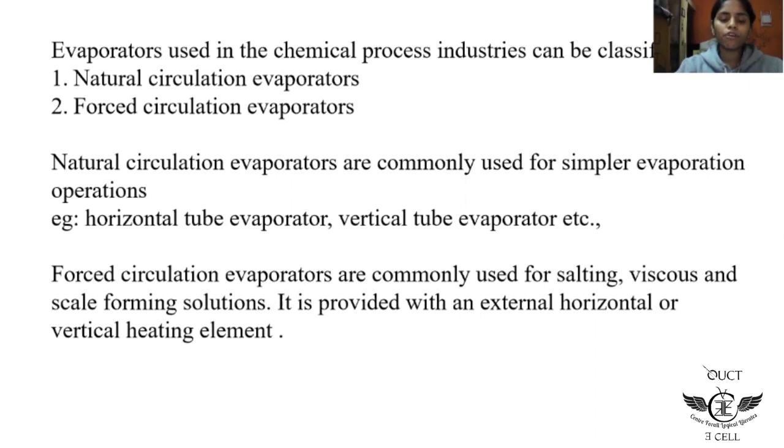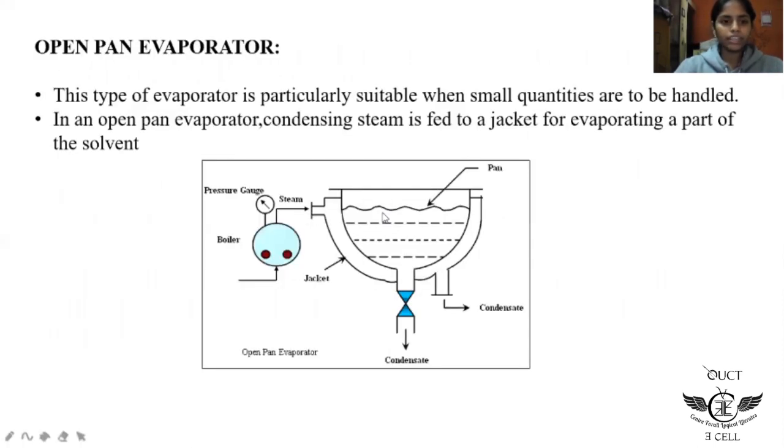In natural circulation evaporation, we don't require any external heating element. Whereas forced circulation evaporators are used for handling viscous, scale forming solutions. It is provided with an external horizontal or vertical heating element. So we will see in detail.